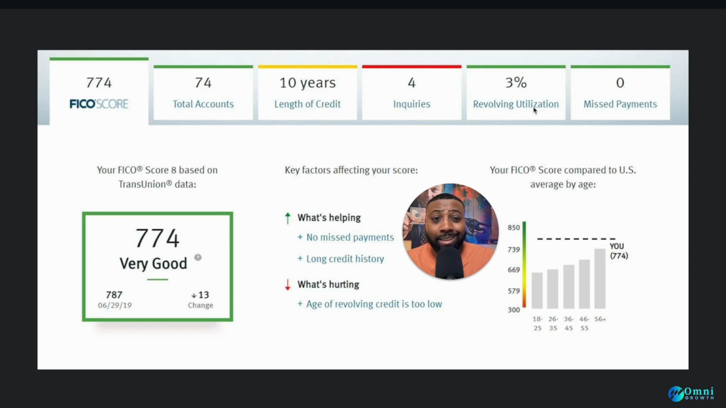Revolving utilization, guys, this is very, very important. Make sure you got this under 10% at least, so you can maximize your funding opportunities. And then no derogatories, no collections, no late pays, no charge-offs, anything like that. Make sure you guys have that stuff all cleared out.